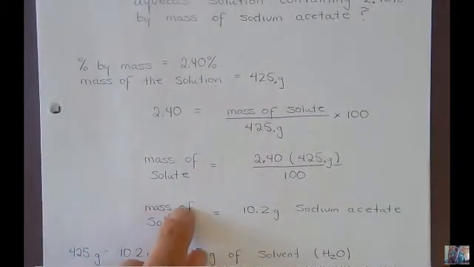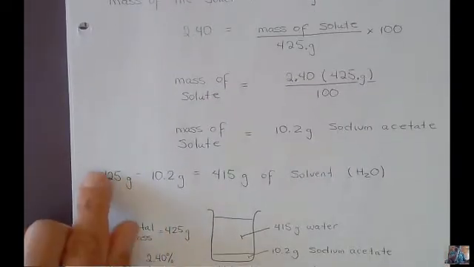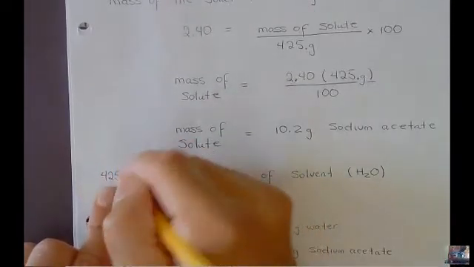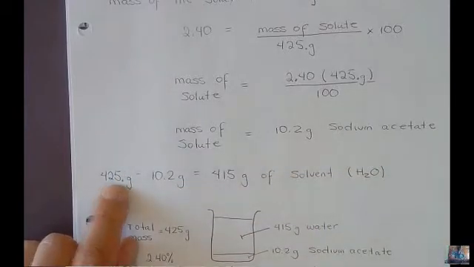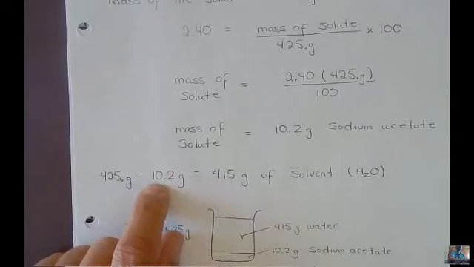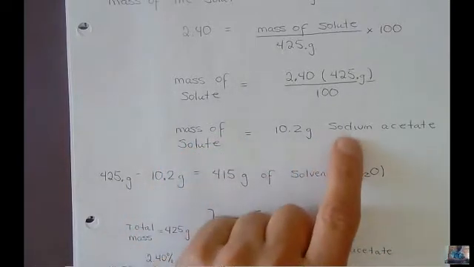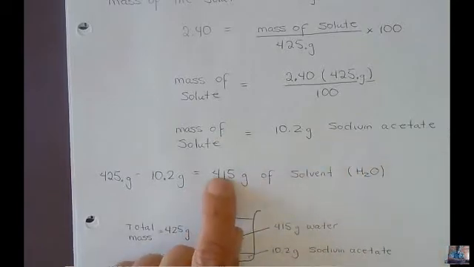We figured out the mass of the solute is equal to 10.2. How much water would I need? Well, 425 was the mass of the whole solution. I have to subtract. It's not going to be a big difference, but it does matter. You have to subtract the 10.2 grams of the solute to get the mass of the solvent.